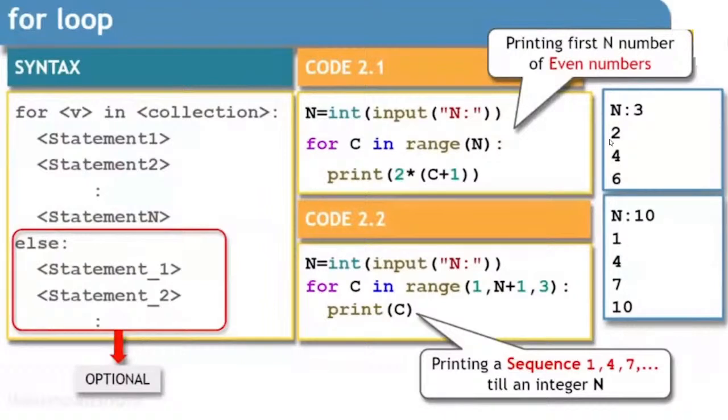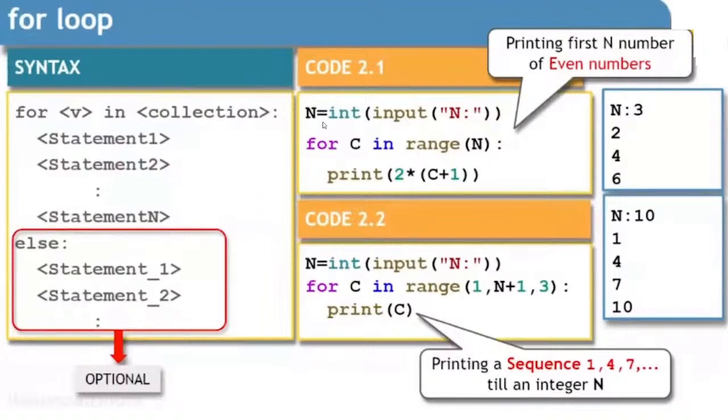And in the next attempt, C will take 1 as its next value. So after taking the value, it will again come to this statement where 2 into what is C? C is 1. So 1 plus 1, 2. 2 into 2, 4. It will print 4. And now the next value of C in this collection will be 2. So 2 plus 1 is 3. 3 into 2 is 6, and this 6 is printed.